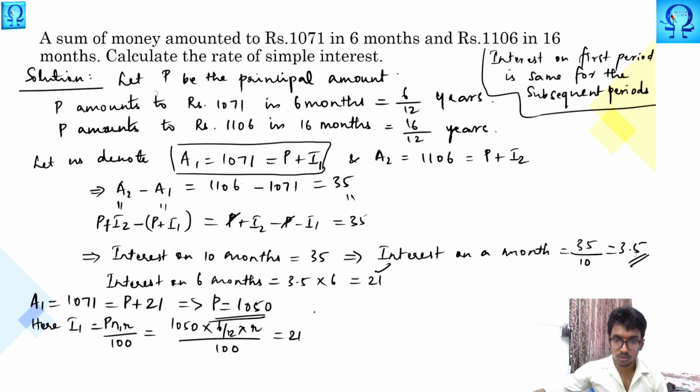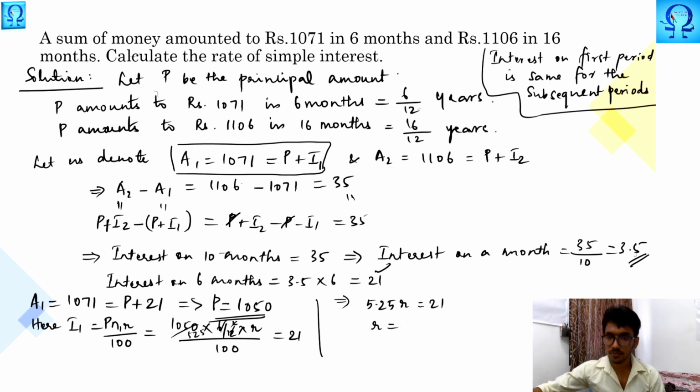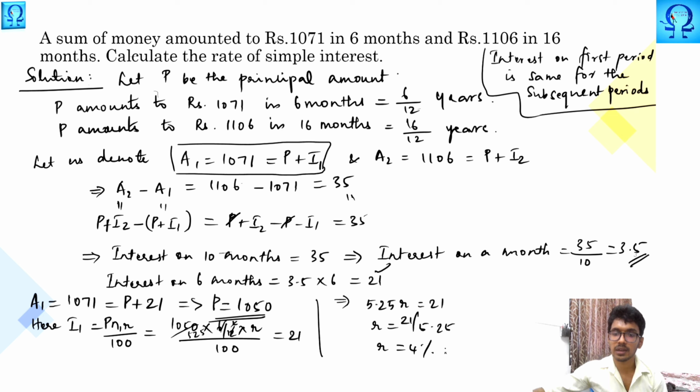Okay, so this will give me what? So I can cancel these things, and this is going to be 5.25 times R is 21. If I go for the value of R, I would get 21 upon 5.25. That gives me 4%. So I get R to be 4% per annum.